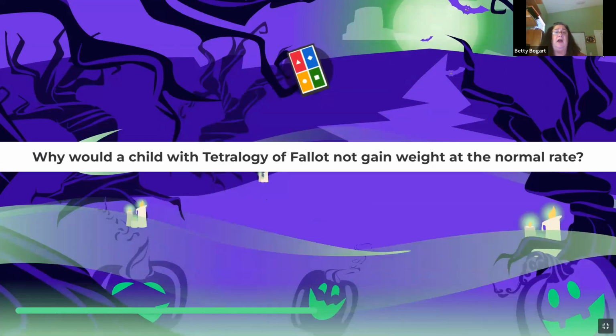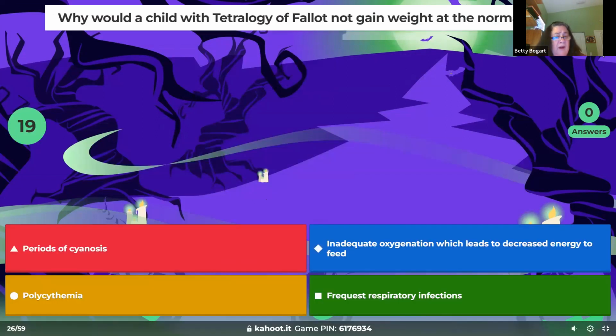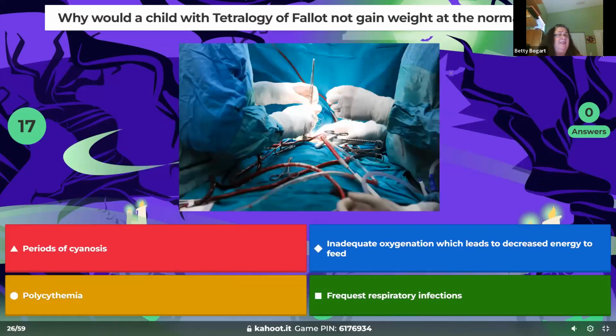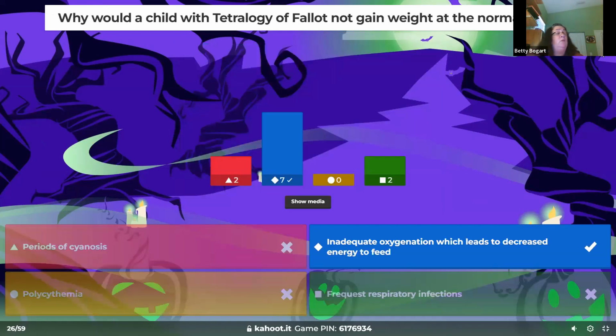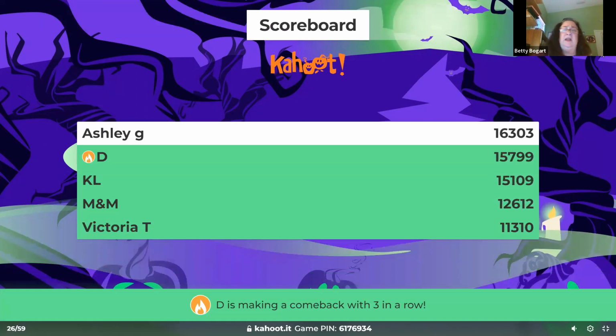Why would a child with tetralogy of Fallot not gain weight at the normal rate? Again, cyanotic heart disease. Why? So when you talk cyanotic heart disease, they're not getting oxygen. They don't have oxygen. They don't have energy. They're not going to feed well. They're going to be lower in weight. They're going to be on the lower portion of the growth scale. Absolutely normal for them.